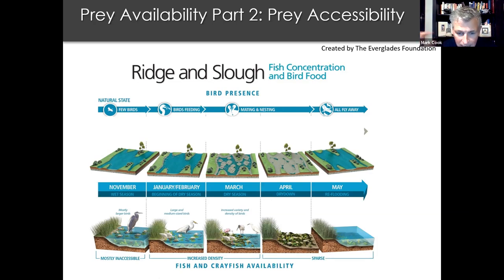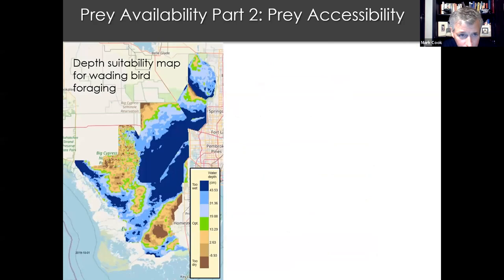So that's prey accessibility. Okay, so you may have been wondering in those maps that I was showing, if I'm showing it from deep to shallow, why would I have a green part in the middle? And that's because these maps, we use them for other things as well, but what they really are is what we call habitat suitability maps. They show the suitability of foraging for these birds in terms of the depths of the system.